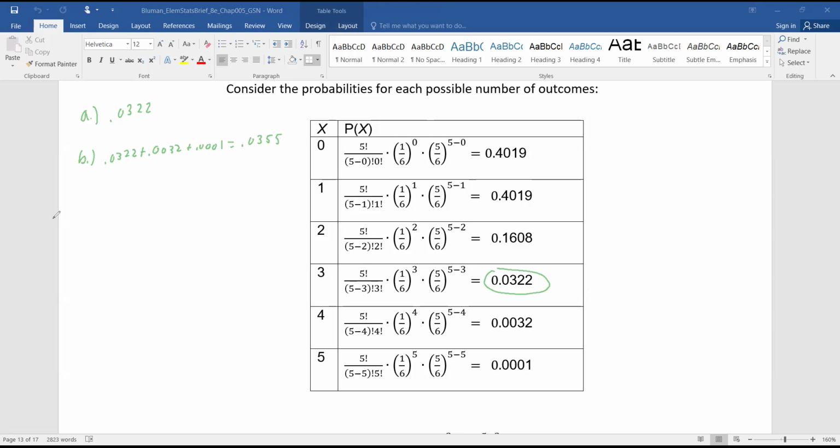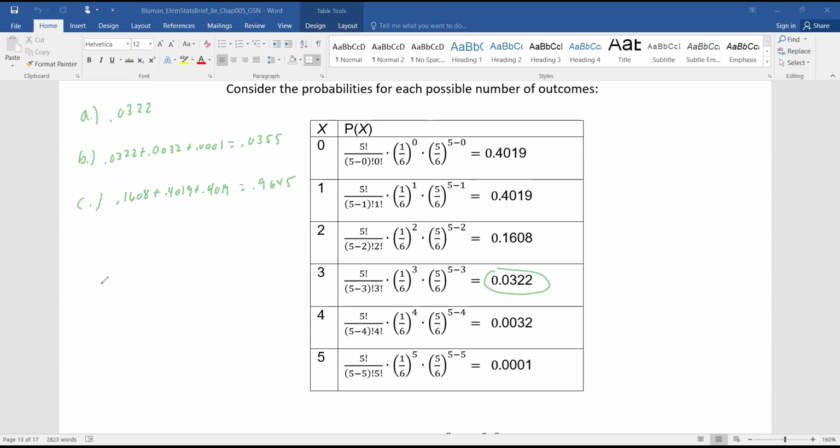Then part C says find the probability of at most 2. Two being the max, so at most 2 means that number or less. So I start with 0.1608 plus 0.4019 plus 0.4019, and that comes out to 0.9645. So I have a 96.45% chance of having at most 2, which means 2 or less. And again, they do all the calculations for you, but I wanted to do it with you as well.